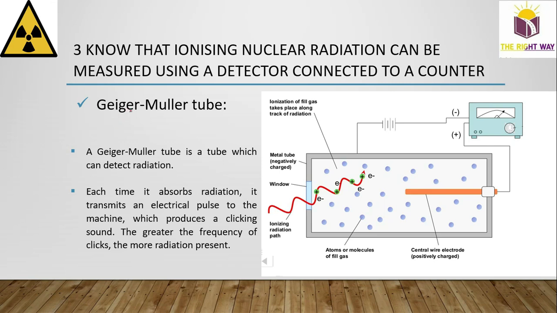The next one is the Geiger-Muller tube. A Geiger-Muller tube can detect radiation. How can it detect radiation? It consists of a metal tube in which there is a gas.